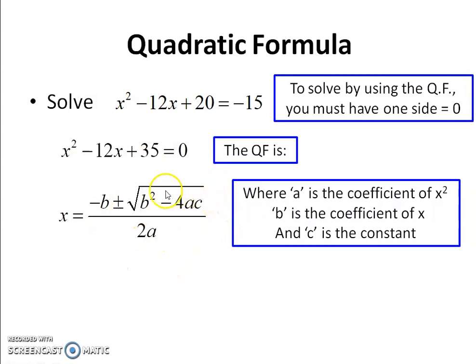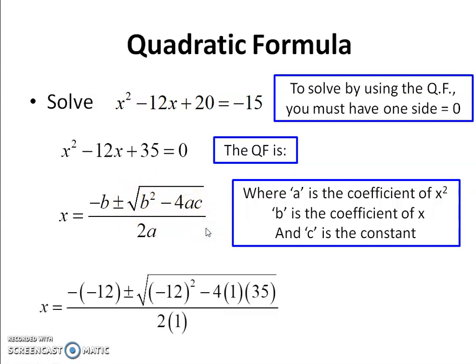And this part in here, b squared minus 4ac, has a special name, it's called the discriminant. This will tell you whether or not you have an answer at all. Because if b squared minus 4ac, that whole term inside the root, works out to be negative, you would have no answer because you can't take the square root of a negative. If this term works out to be 0, it means that you only have one answer. And if it's any positive number, it means that you have two answers.